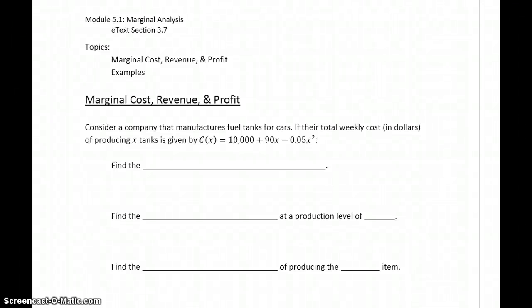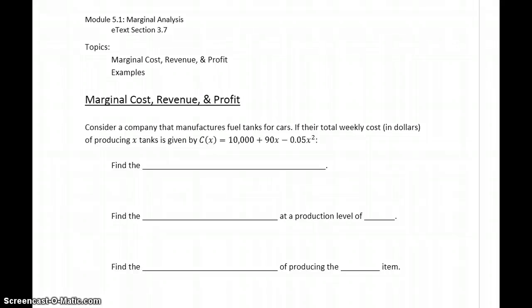In Module 5.1, we get to look at our first application of the calculus concepts we've been talking about so far. Specifically, we're going to look at how derivatives of functions can be used to consider the marginal cost, marginal revenue, and marginal profit for a business. So we start off with an example.